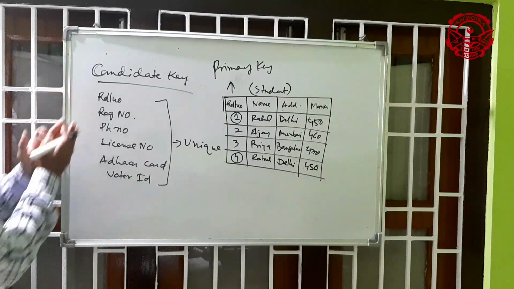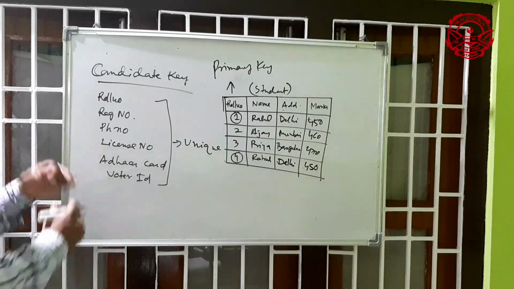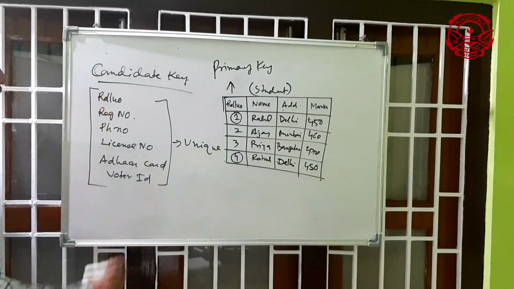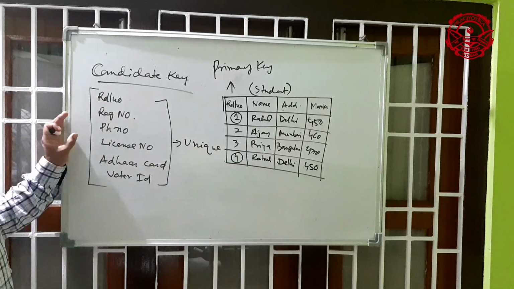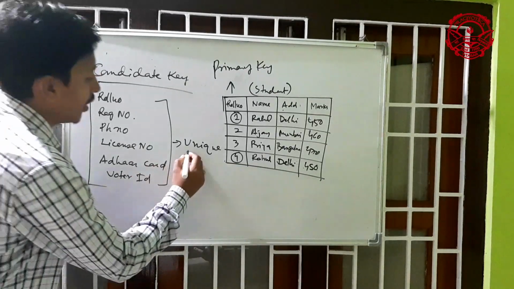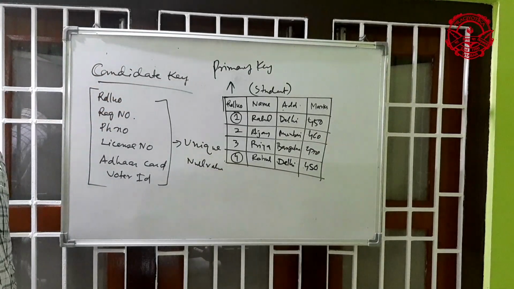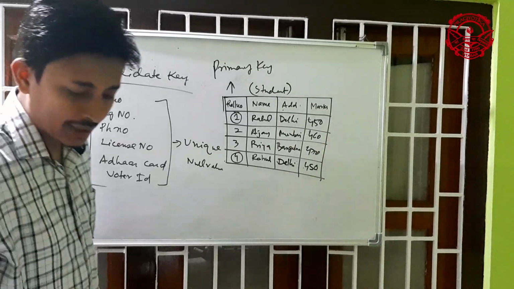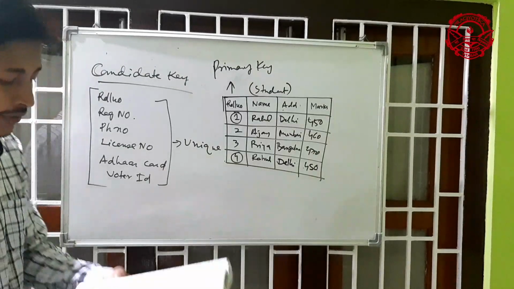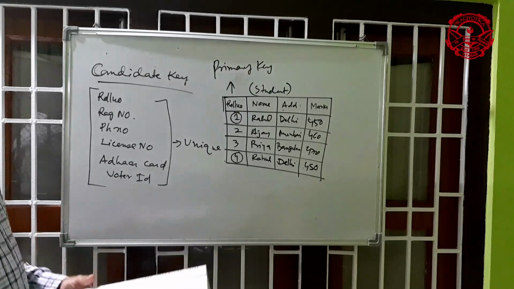Okay? So roll number, registration number, phone number, license number, Aadhaar card number, voter ID. These are all unique values. So these all are called candidate keys. This group is called the candidate key. It may be a null value. So that's why a candidate key means what? It is a field or a group of fields that can be used as a primary key of the table is called a candidate key.